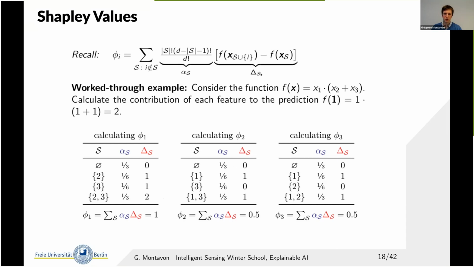Now what you can do is take this alpha S and delta S and just sum them up over all the coalitions. And you get for phi 1 a contribution of 1. For phi 2, you get a contribution of 0.5. And for phi 3, you receive also a contribution of 0.5. So what is interesting is that they actually receive something different. And what you can also observe is that x1, which has a very specific role here, receives more than x2 and x3.